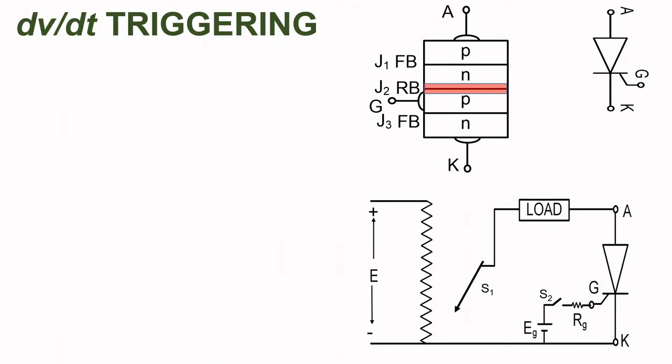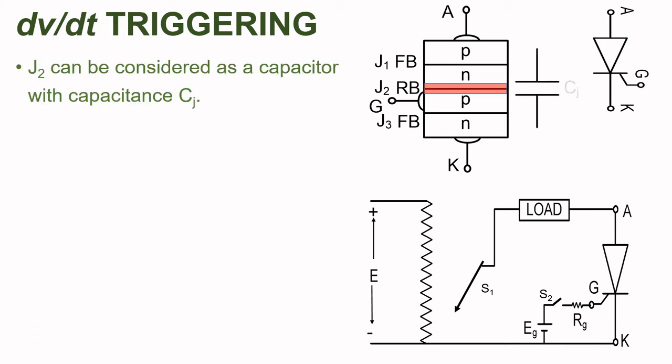dV by dt triggering. Under the forward biased condition of the SCR, we know that junctions J1 and J3 are forward biased, whereas junction J2 is reverse biased. As junction J2 is reverse biased, a depletion region is formed at junction J2. Charges are present on both sides of this depletion region. Hence, we can consider junction J2 as a capacitor with capacitance Cj.